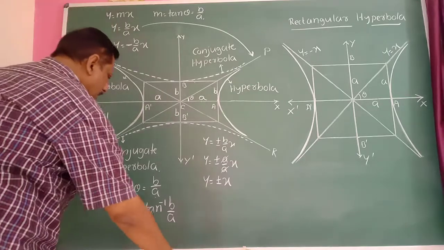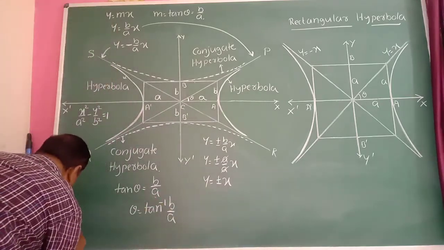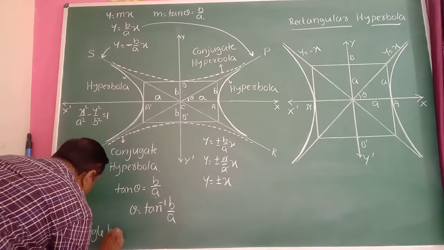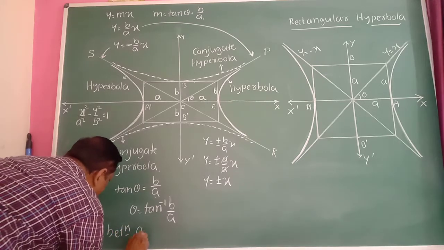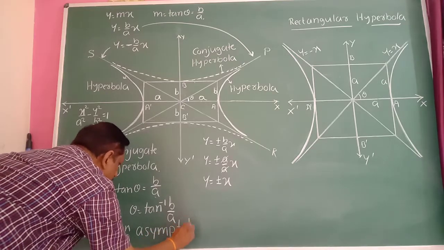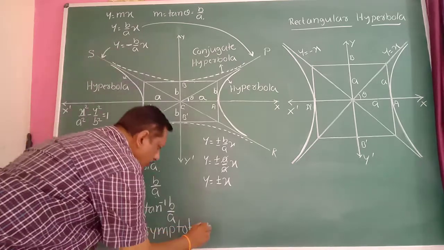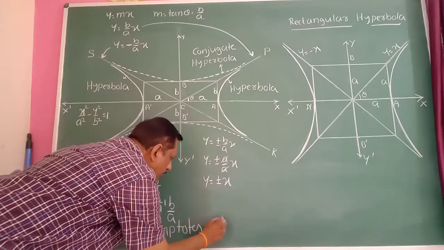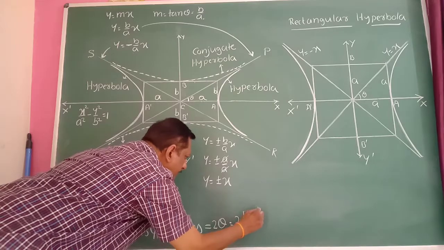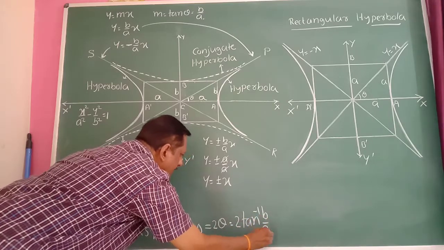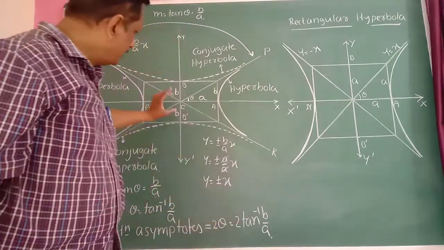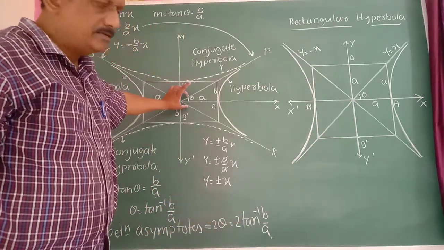Therefore, the angle between the asymptotes is equal to 2 theta, which is equal to 2 tan inverse of b divided by a. This is the formula. 2 tan inverse b upon a gives the angle between the asymptotes.